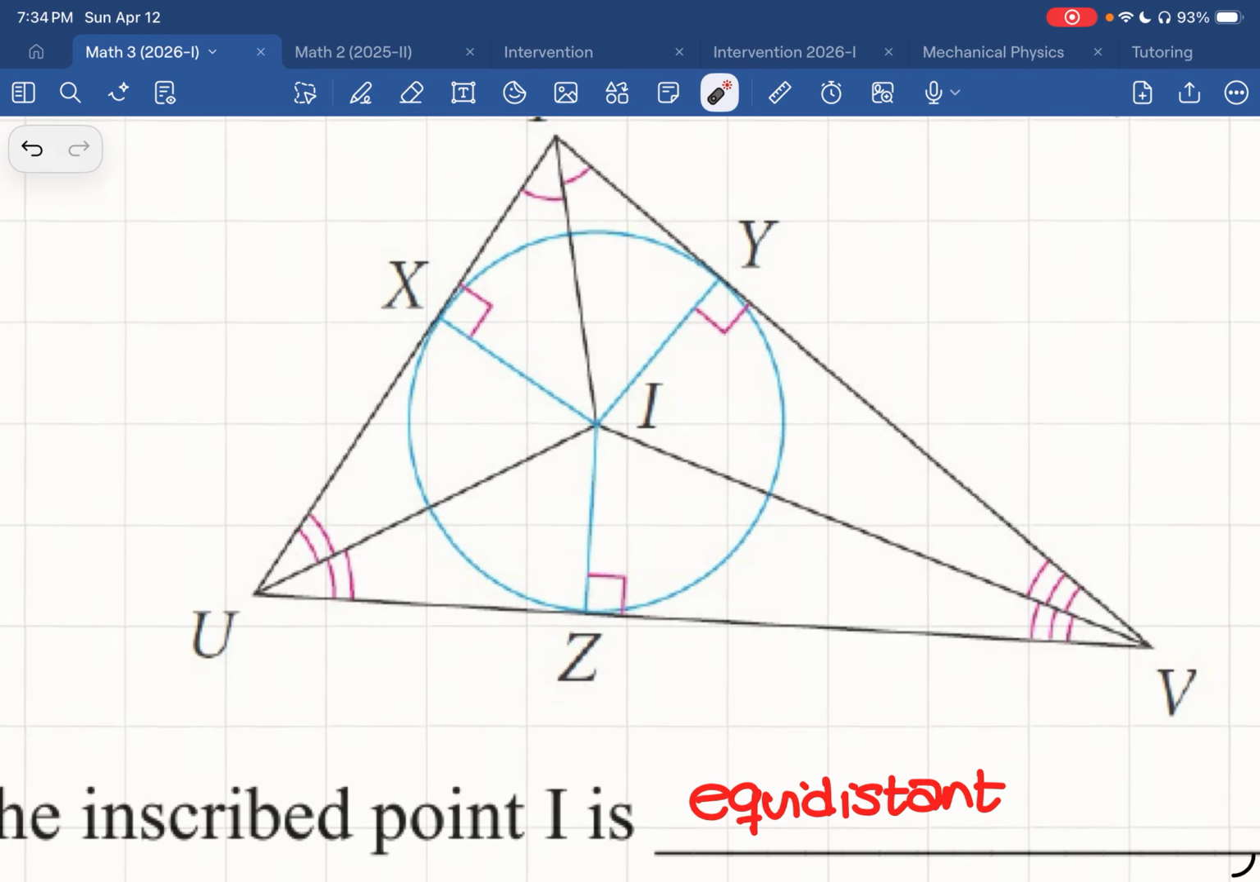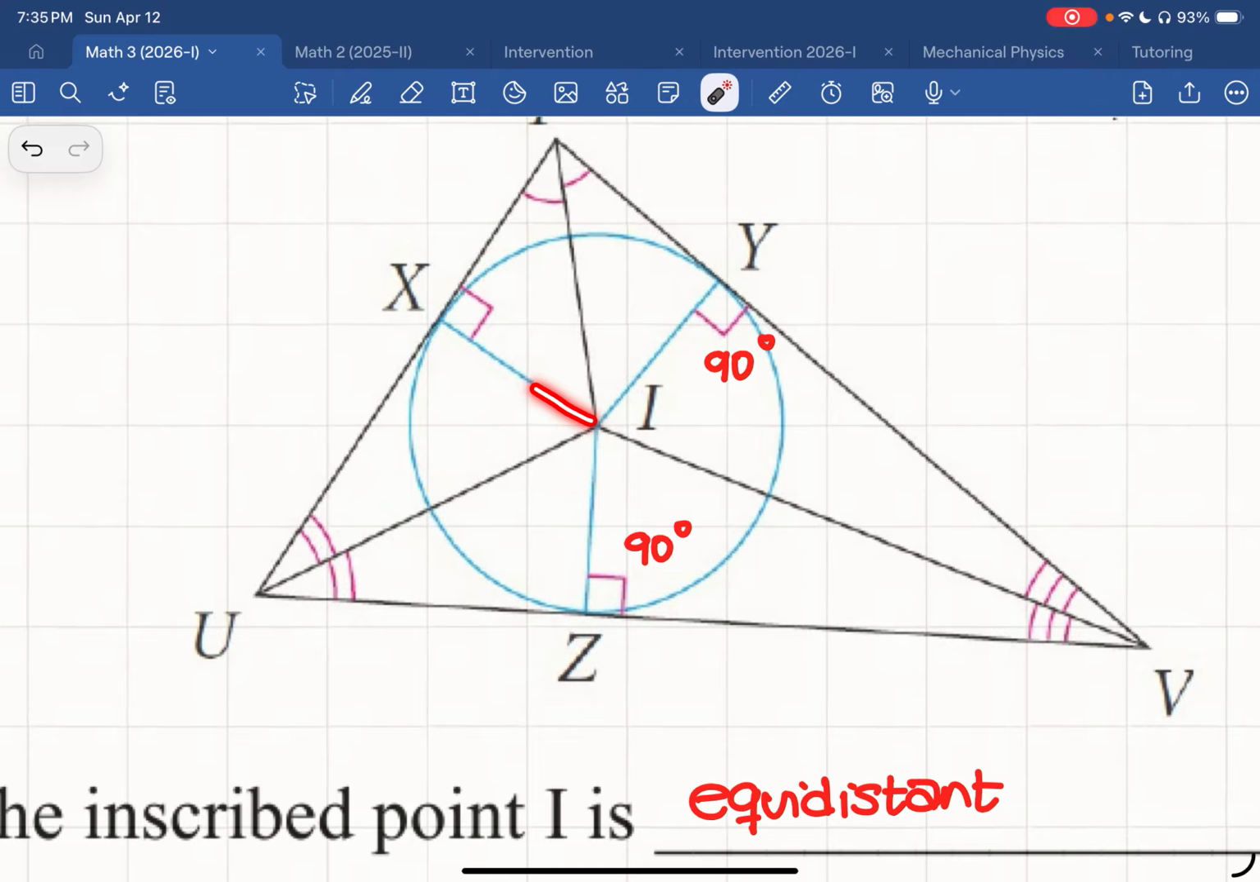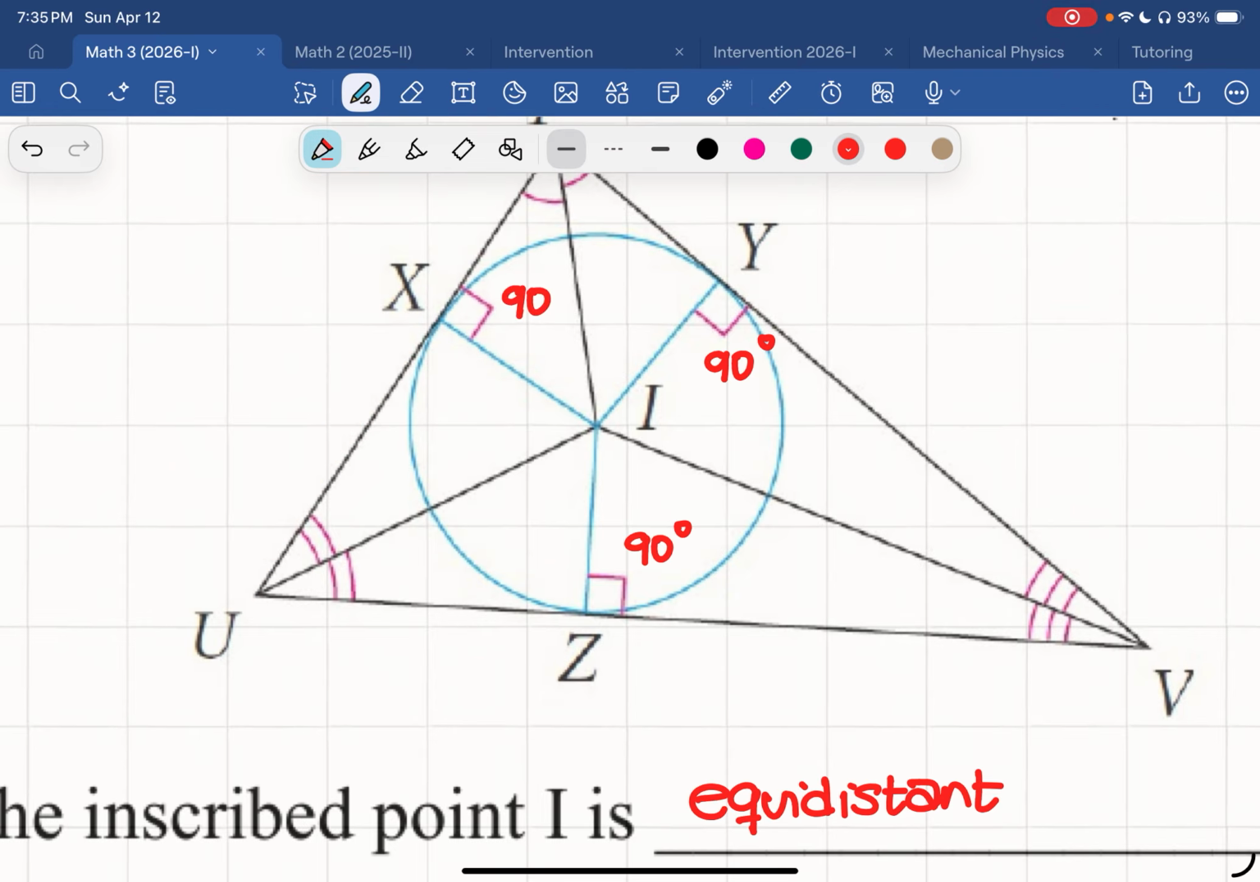That the line that connects the incenter with the side of the triangle, which is this one, has to form a 90 degrees angle. Let me just put this 90 degrees here. So in this case, this line with this side creates this 90 degrees, right? This line with this side creates this 90 degrees, right? And this line with this side forms a 90-degree angle. Okay?